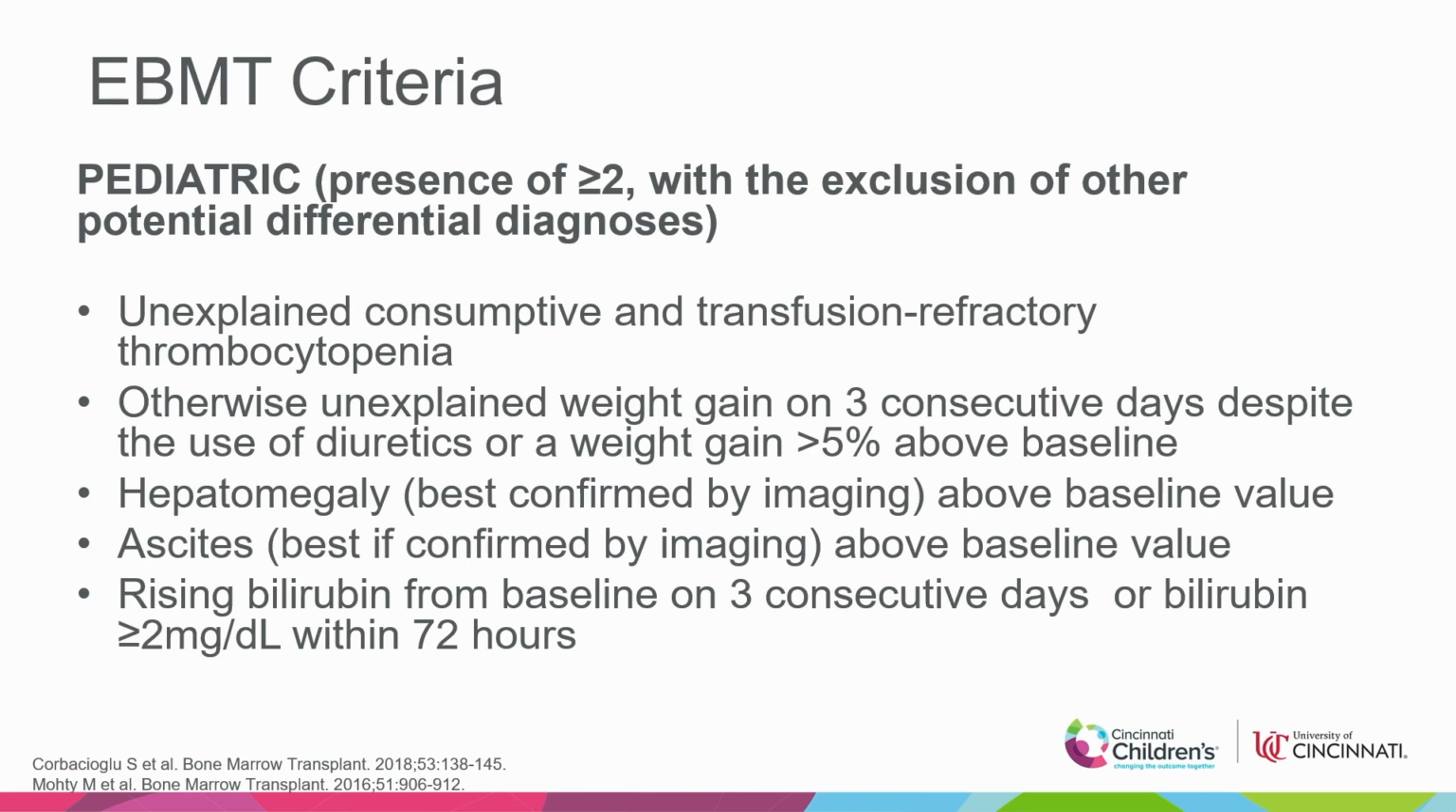And how do we diagnose it? This is the EBMT criteria. So we have unexplained consumptive and transfusion refractory thrombocytopenia, otherwise unexplained weight gain on 3 consecutive days, hepatomegaly, ascites, rising bilirubin. There you go. So EBMT criteria. And I don't see reversal flow in there on the ultrasound, but that should be in there as well.